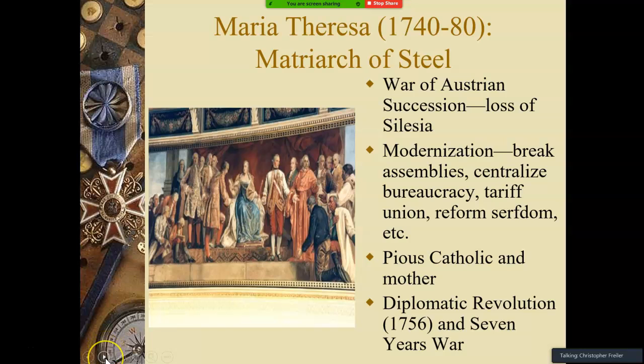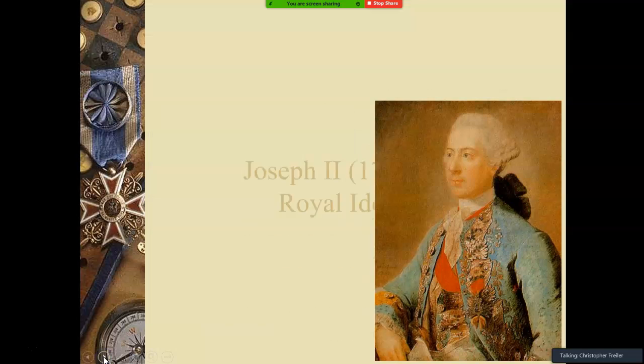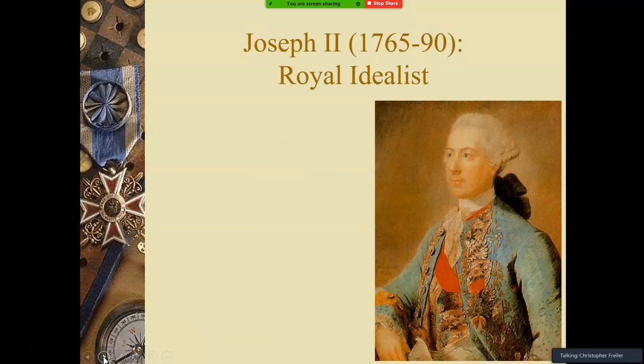So this initiated the so-called 7 Years' War, which, by the way, in the United States, or in the colonies, was known as the French and Indian War. And it was a war that almost defeated Frederick the Great. We'll talk about him in just a second. So she was unable to regain Silesia despite this alliance against Prussia.